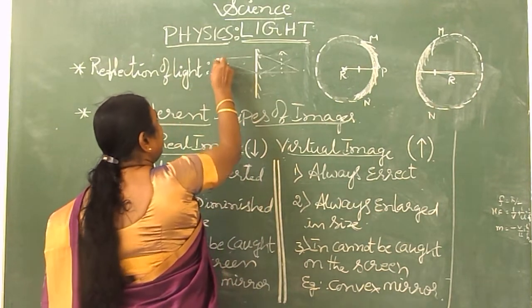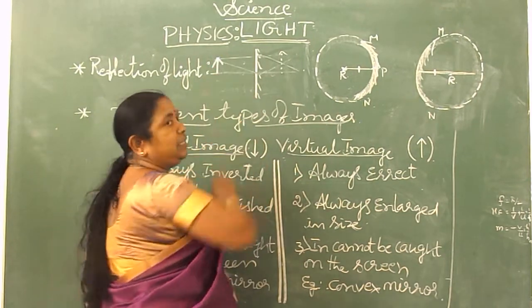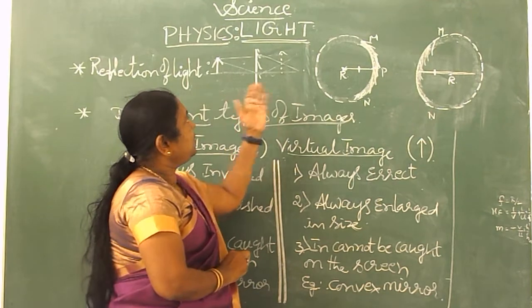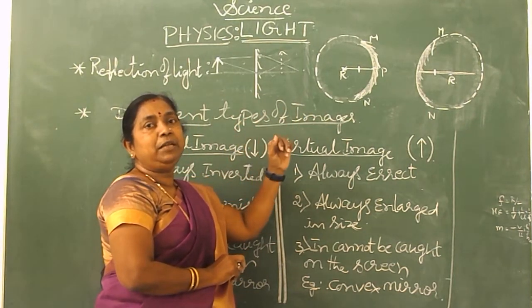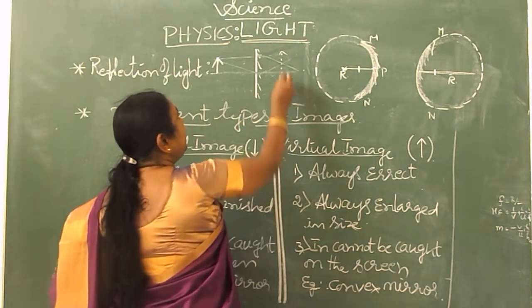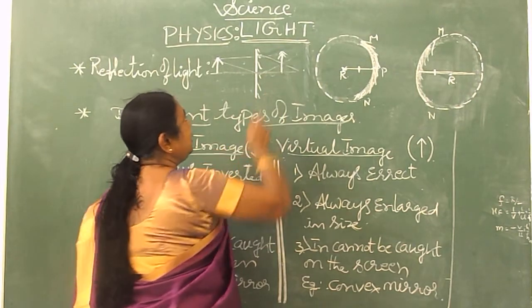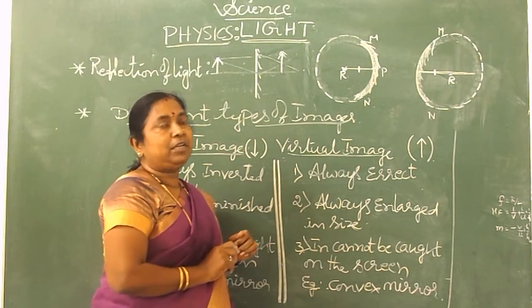In front of the plane mirror, at whatever distance an object is kept, at the same distance behind the mirror it forms the virtual image. So for that reason, you look the same size as the original.